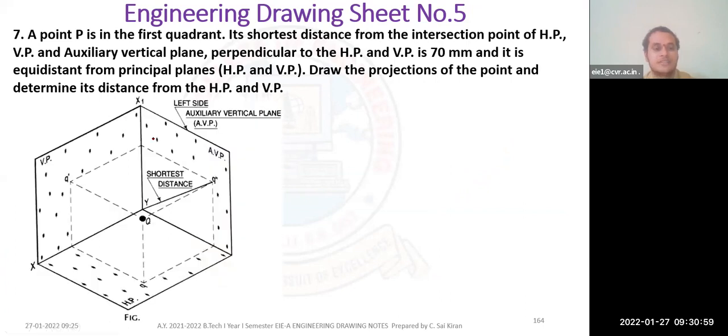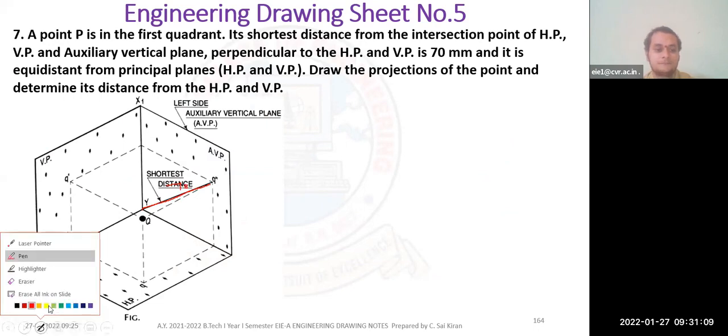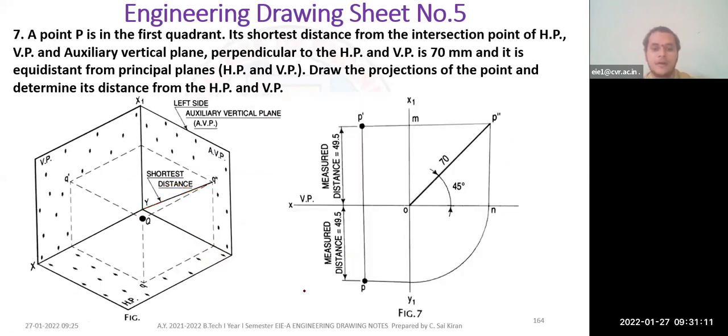So if you see this one, this is the same principle we will be using and we have to draw the projection. And they mentioned that this is the shortest distance. This shortest distance is 70 mm they mentioned. Okay. So how you have to draw is, first you have to draw the XY plane. And with respect to XY, you have to draw the X1, Y1. And mark the center as O.